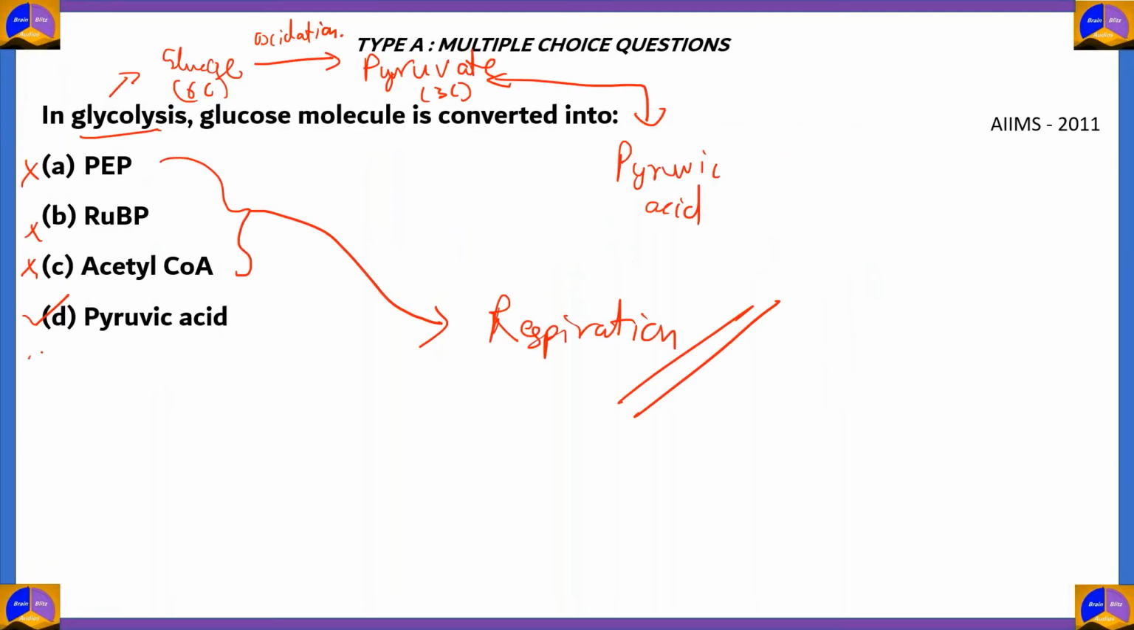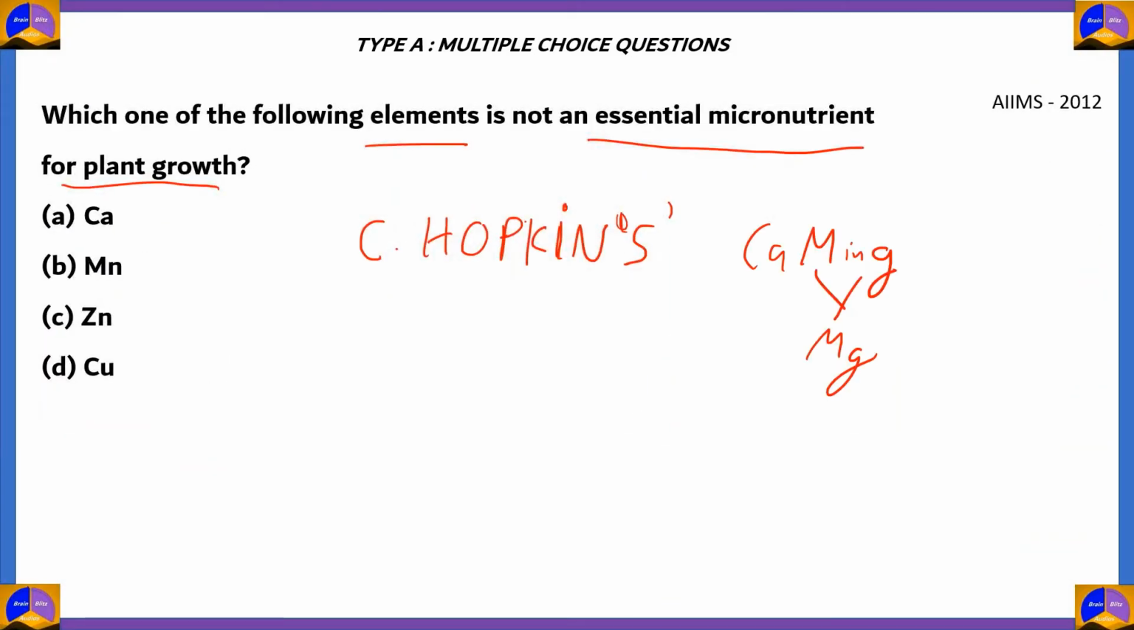So it is incorrect. Option C is zinc, and it's not present in this mnemonic, so it's a micronutrient. Manganese is also not present here. The one that's present here is magnesium, Mg. So that makes manganese, option B, incorrect. The right answer is option A, calcium. It's coming in the second part of the mnemonic. This is calcium. So option A, calcium, is the element which is not an essential micronutrient for plant growth in the following set.